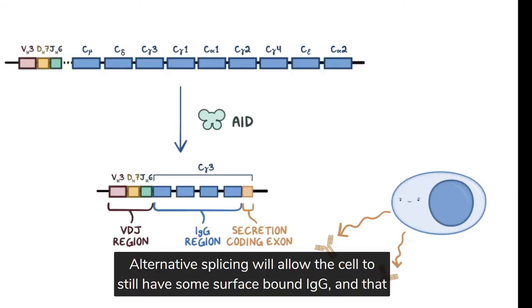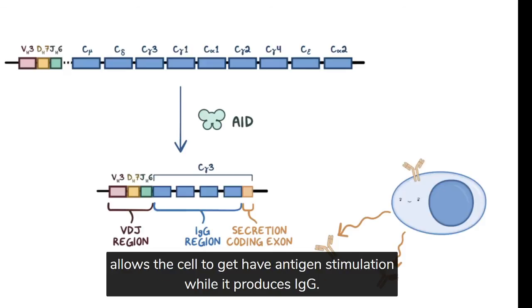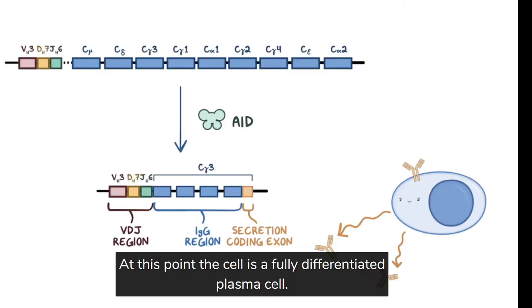Alternative splicing will allow the cell to still have some surface-bound IgG, and that allows the cell to get antigen stimulation while it produces IgG. At this point, the cell is a fully differentiated plasma cell.